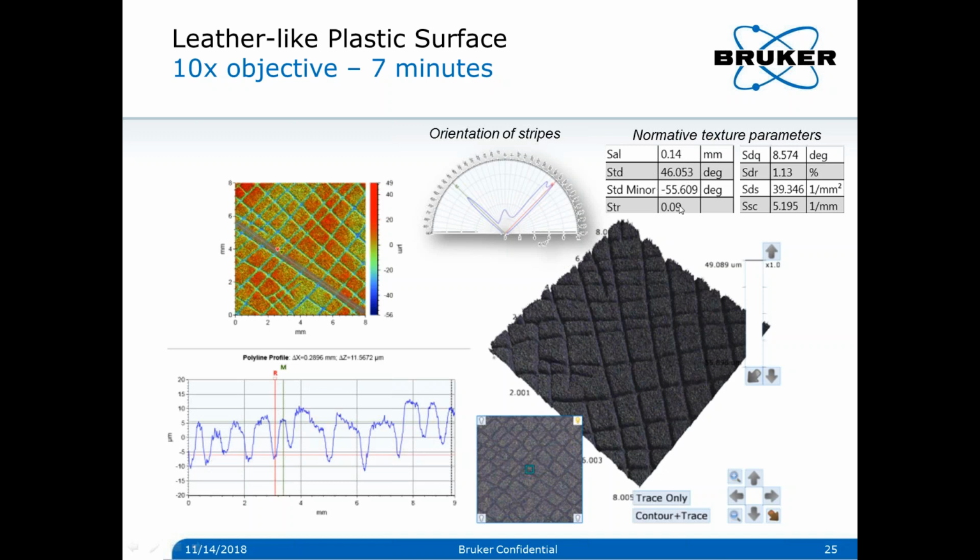Also, through the ISO 25178 norm, there are normative texture parameters that will help you quantify all this. So instead of having an impression from an image, you can go down to a quantified value, which is easier to use as feedback regarding production. For instance, the Std and Std minor will show the main stroke directions, plus 46 degrees here, minus 55 degrees here, and it will tell you what kind of aspect you have in between the peaks.